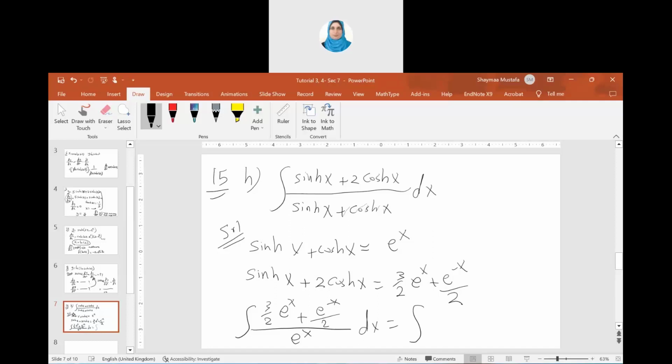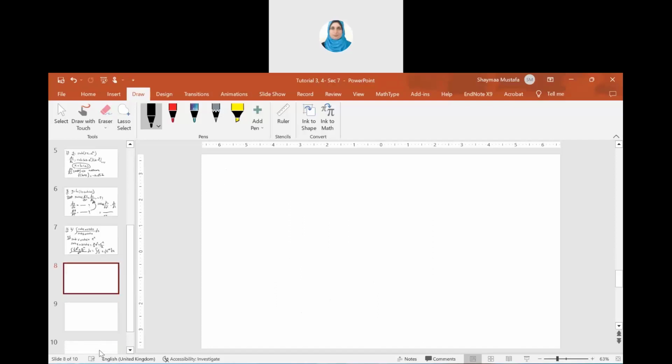So this integration will be this with this: 3 over 2 plus e to the power x over e to the power x here. So 1 over 2 e to the power minus 2x. I think this one is okay. This one is easy now. You can evaluate this one. Okay, now 15i.